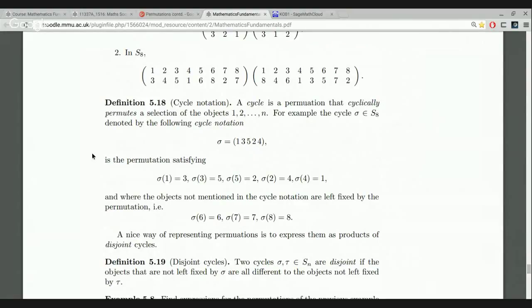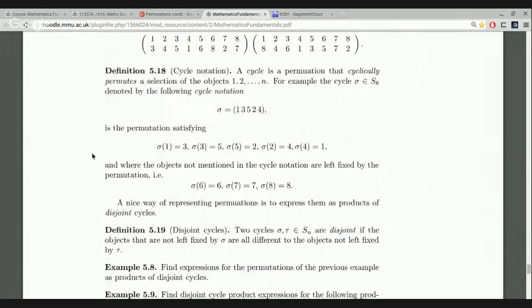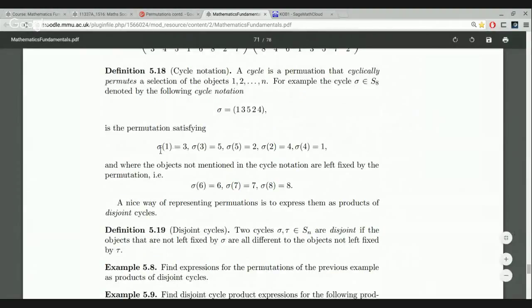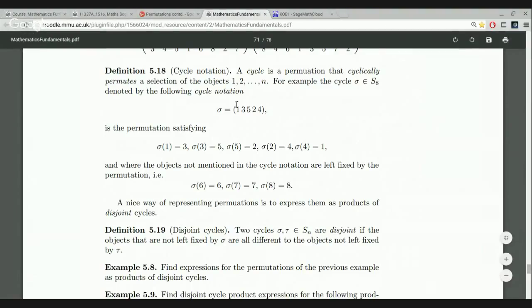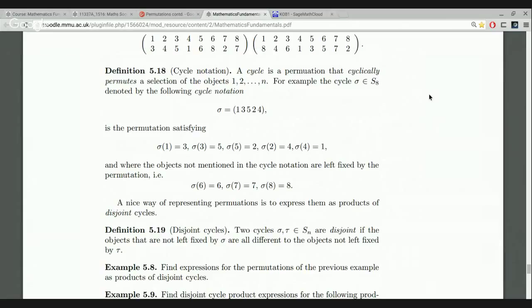So here's a different sigma. This 1-line notation, 13524. Which permutation is that? The way the notation works is this stands for the permutation defined by these values. It sends the object 1 to 3. It sends the object 3 to 5, the object 5 to 2, sends 2 to 4, and the last label that appears in the notation, number 4 here, it gets sent to the first one in the list. Okay, so they get cyclically permuted. They get moved on one position in the cycle of labels. The last one gets sent to the first one.